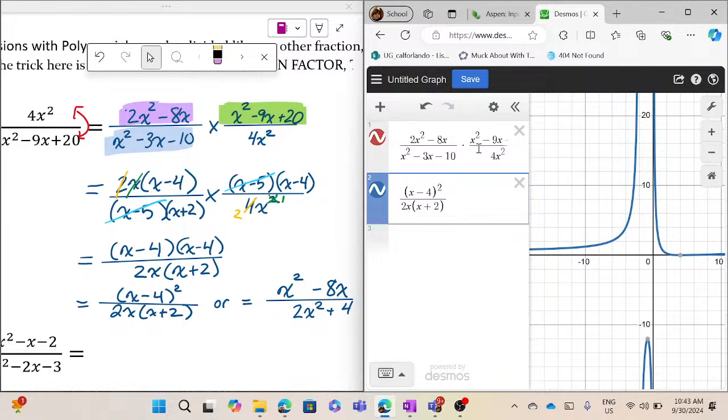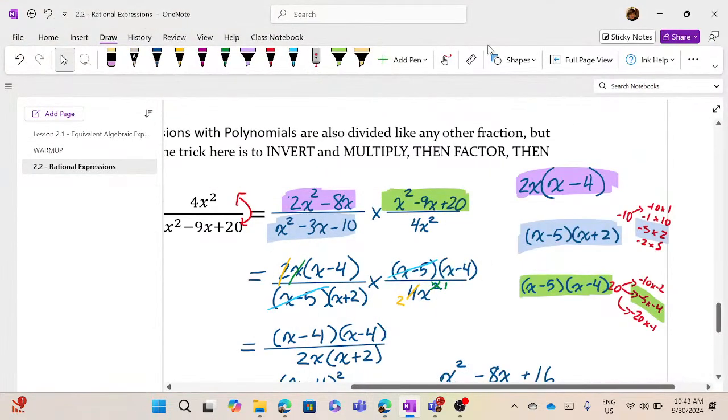Because these two expressions are what kind of expressions? Equivalent expressions. Does that make sense? Always check your work with Desmos. It's so easy, and if they don't match, you screwed something up. You won't always know what you screwed up, but at least you'll know you screwed something up.